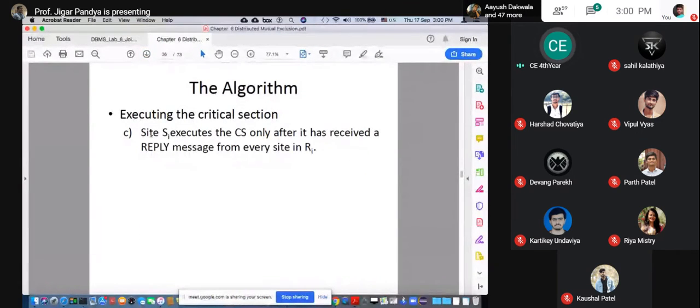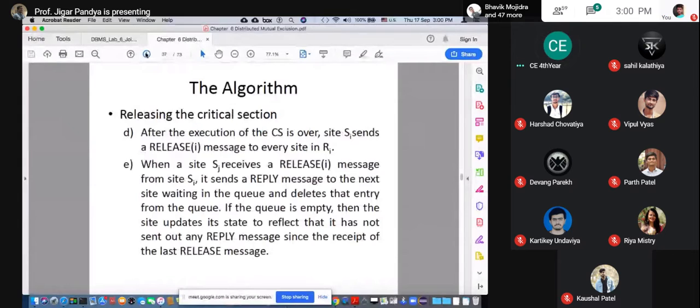So when will you execute the critical section? Any site which has received a reply message from every site in its quorum will go ahead and execute the critical section. There are no more conditions here, only one simple condition: you go ahead if you have acknowledgement from your quorum, and they will only give acknowledgement to one at a time. That will confirm. After the execution of the CS is over, of course, now we are talking about release.